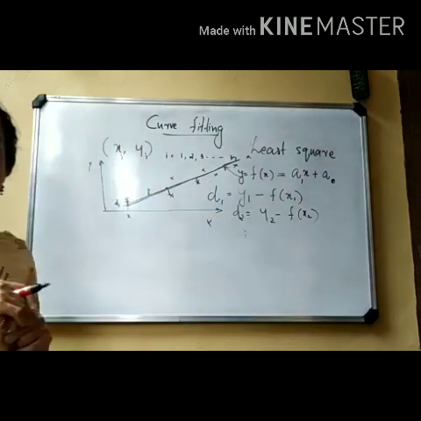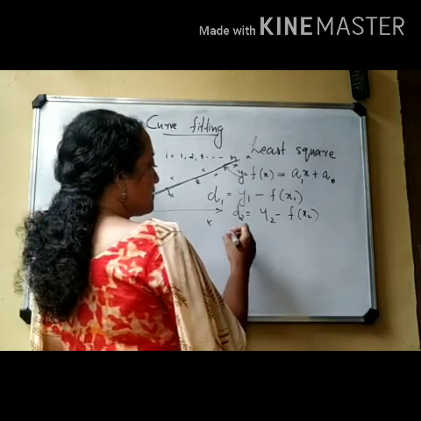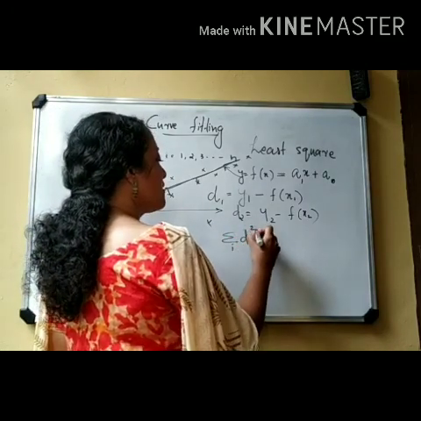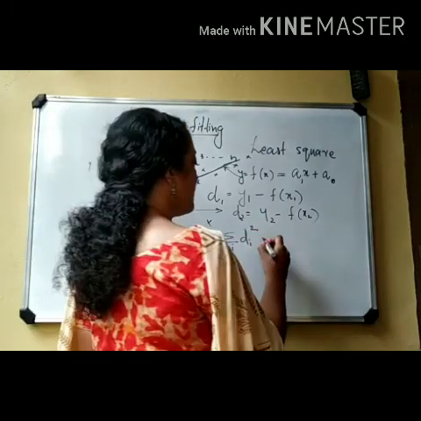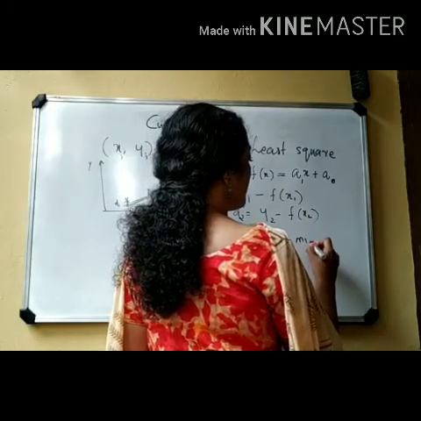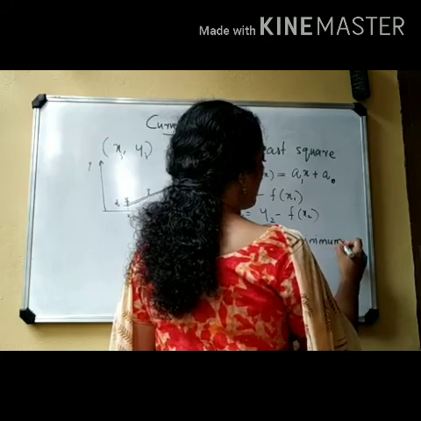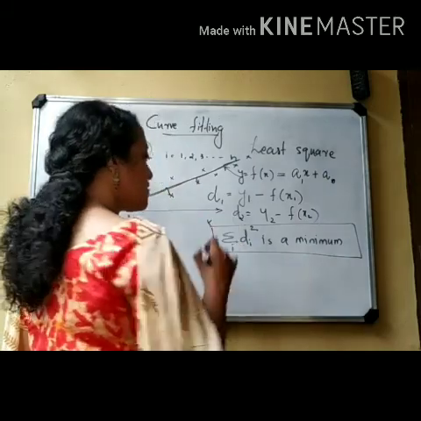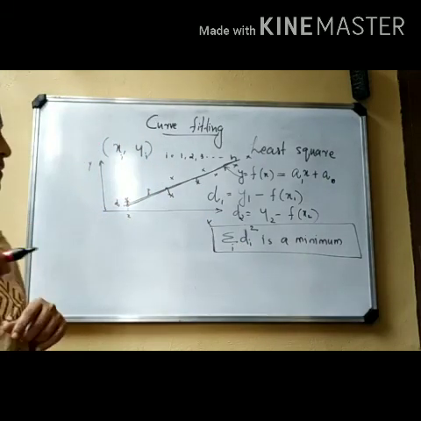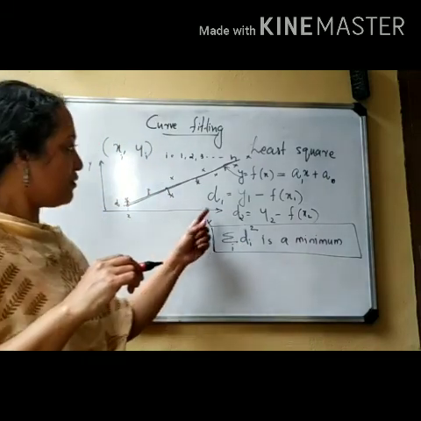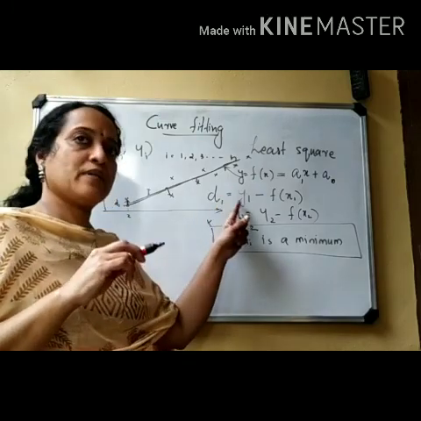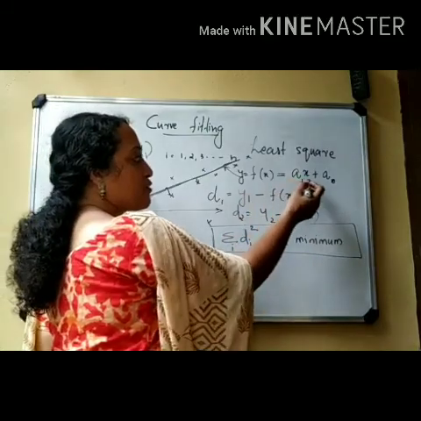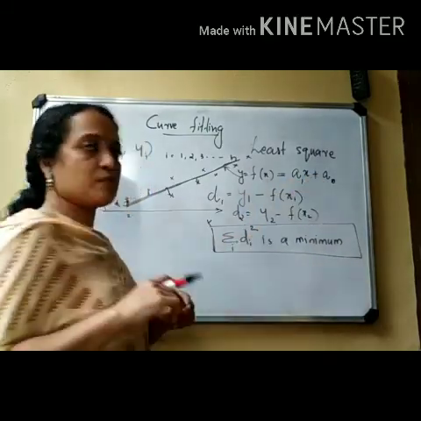So according to the least square principle, the sum of the squares of the residuals is a minimum. This is the basic principle of least square fitting. That is, the sum of the squares of the residuals is a minimum. So you know what a residual is? Residual is the actual experimental value minus our functional value. This function we have assumed as a straight line, a1x plus a0.